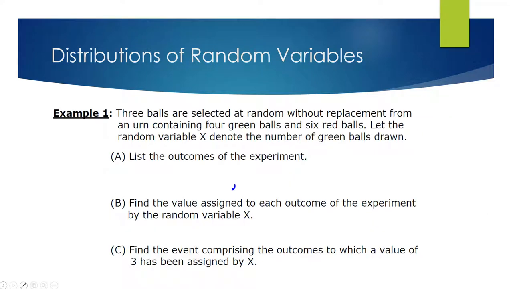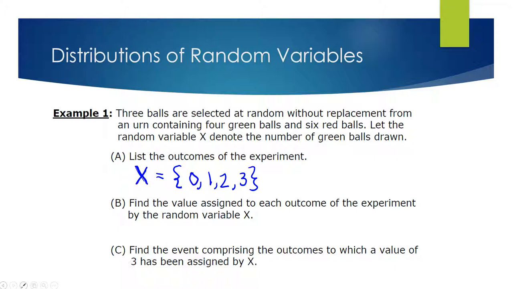So for this first example, 3 balls are selected at random without replacement from an urn containing 4 green balls and 6 red balls. Let the random variable x denote the number of green balls drawn. So you want to list the outcomes of this experiment. If x is the number of green balls drawn, and I'm drawing 3 from this urn, x could possibly be 0, 1, 2, or 3, where x represents the number of green balls in my selection.